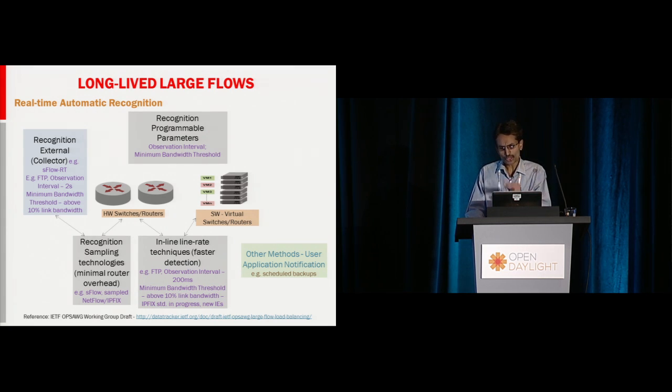And also want to highlight that besides all these automatic recognition techniques, there are other methods. For example, the end user application may notify about the long-lived large flow and ask the network to do something. For example, in the case of scheduled backups. And also, all these are captured in detail in the following IETF working group draft. If you get a chance, please take a look. And this work is progressing very well in IETF.